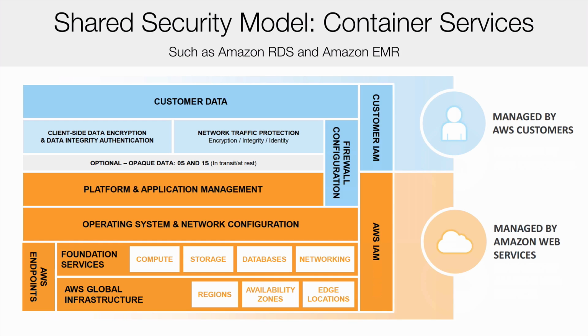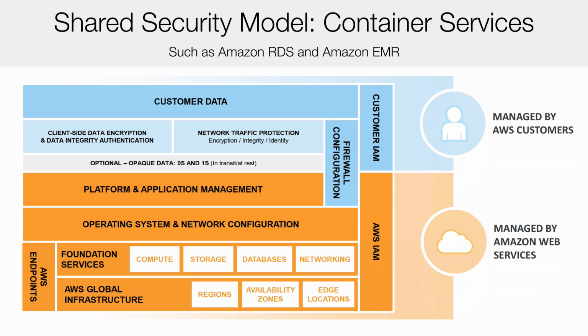Second service model is for container services. And the shared responsibility model also applies here. This is for services such as Amazon RDS and EMR. And in these services, AWS doesn't just manage the underlying infrastructure and foundation services. We also manage all layers up through the container. For example, with RDS for Oracle, we would manage all layers of the container up to and including the Oracle database platform, providing services such as data backup and recovery.